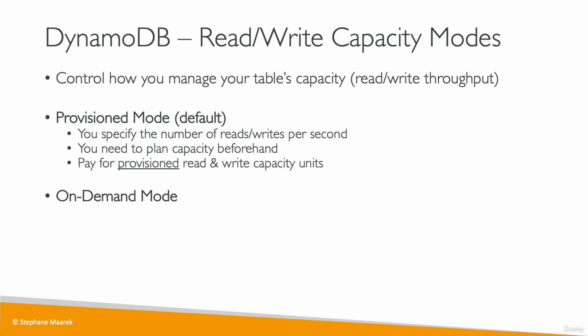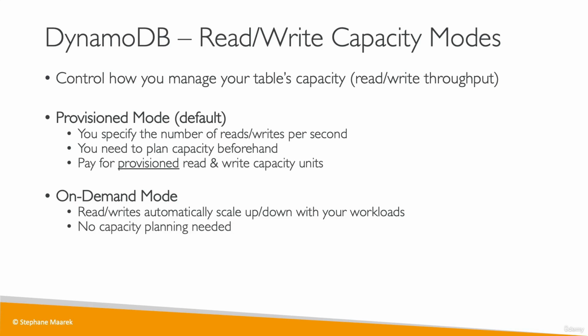There's the second mode called the on-demand mode, and this one will automatically have the reads and the writes scale up and down based on your workloads. And there's no capacity planning needed, so you don't need to provision capacity units. They will just be there, and you're going to pay exactly for what you use. But it's going to be a lot more expensive than provisioned mode.